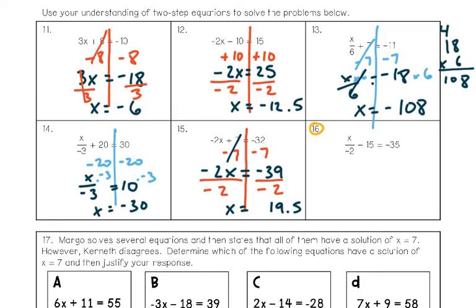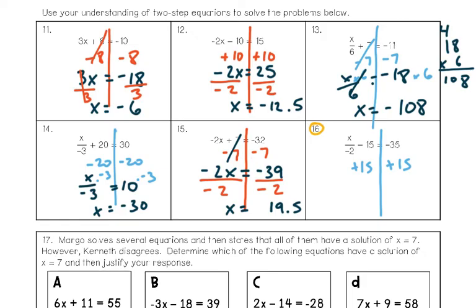Okay, so the first step I'm going to do is draw my line. Not down the subtraction sign, I draw my line down the equals. The equal sign separates my equation. Now I'm going to go ahead and get rid of the negative 15 by subtracting 15. I'm going to do it to both sides. Should be addition to get rid of the minus 15.